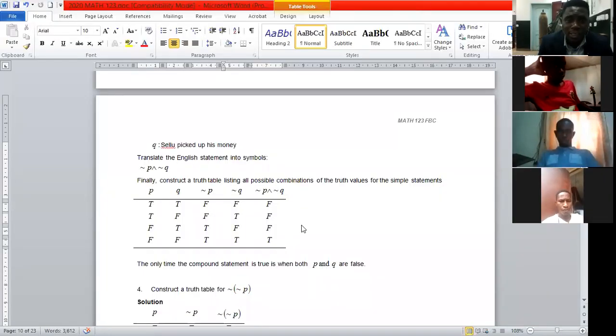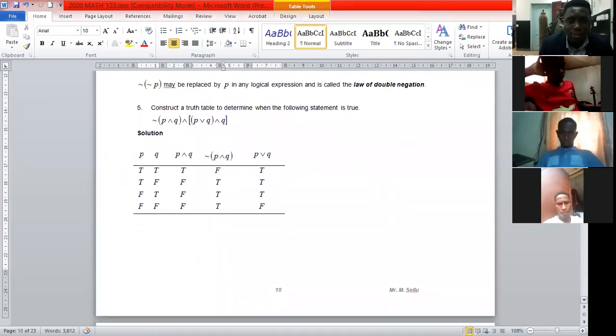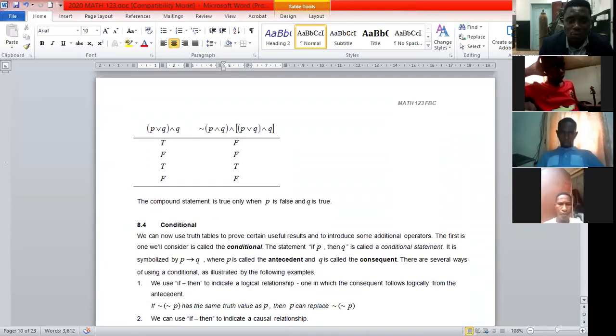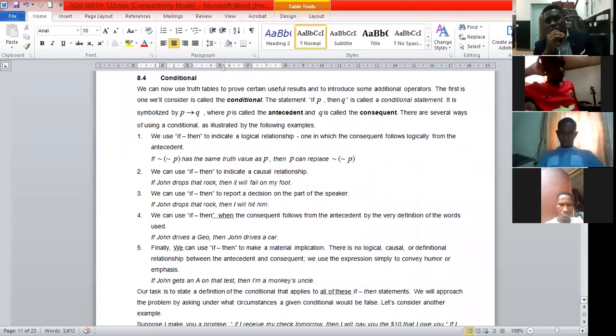So you can see that the truth table ends up in that format. Okay, you can also do a truth table for this. You can also do a truth table for that, and you have this work to do. Okay, so now my next stage is conditional.